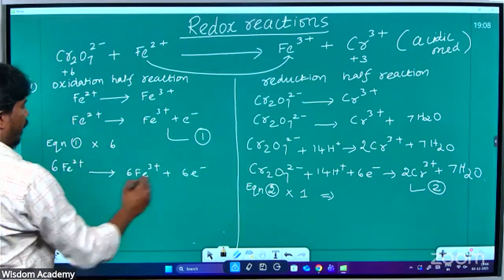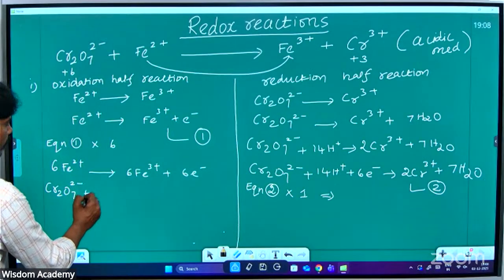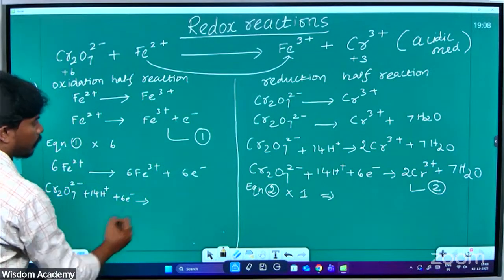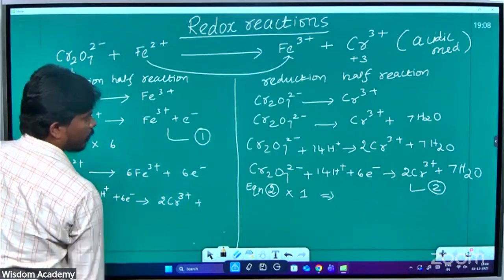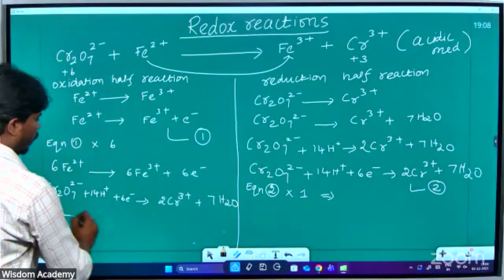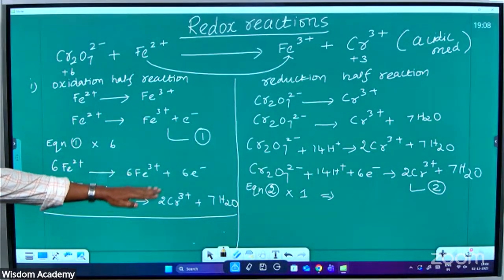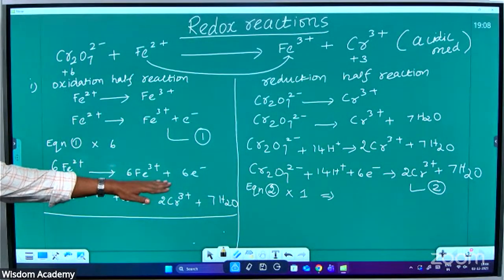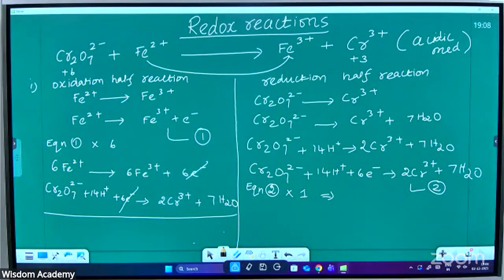And a reduction half reaction, Cr2O7 2 minus plus 14H plus plus 6 electrons gives 2Cr3 plus plus 7H2O. Here we have two reactions. One is oxidation half reaction, another one is reduction half reaction. The next step, you just add the two half reactions, and then cancel out the electrons participated on both sides.